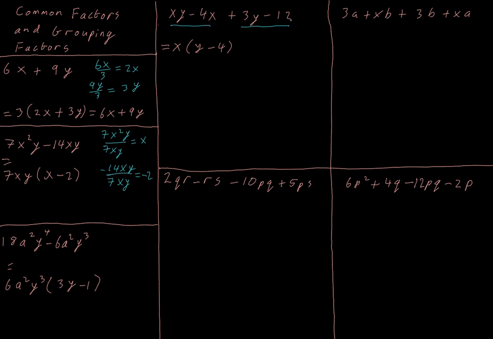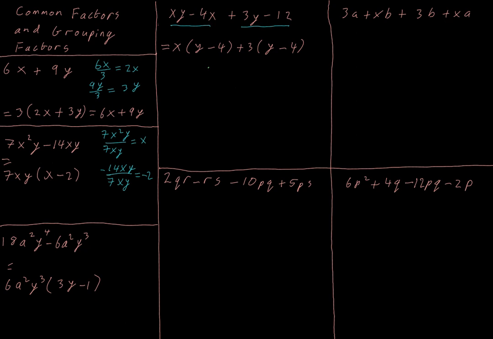And what's common to my second 2 terms? 3 is common to my second 2 terms. And I'm going to take out a plus 3. So now I want to divide that in. So I end up with 3y divided by 3 is going to leave me with y. And 3 divided into minus 12 is going to leave me with minus 4.